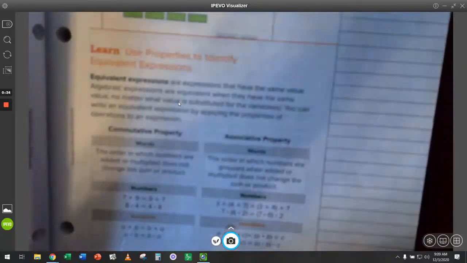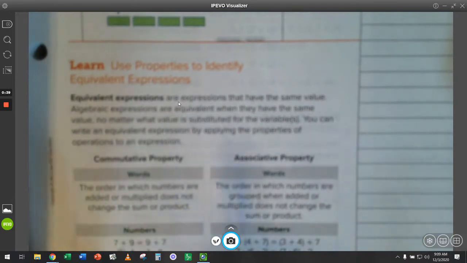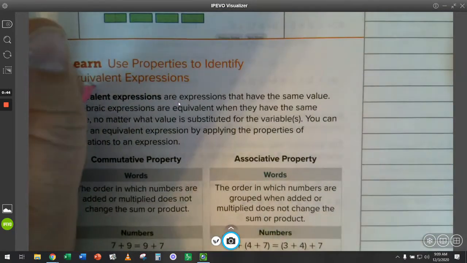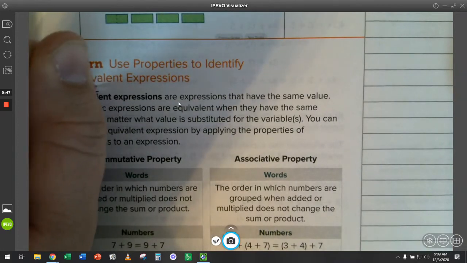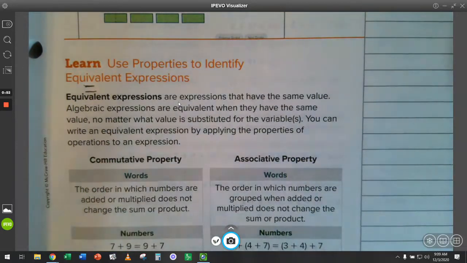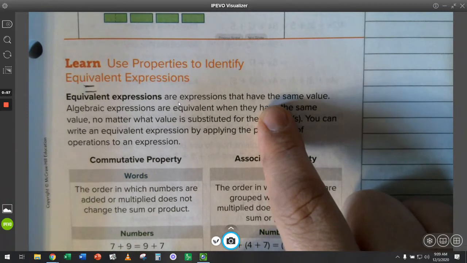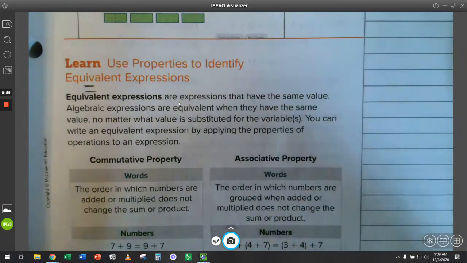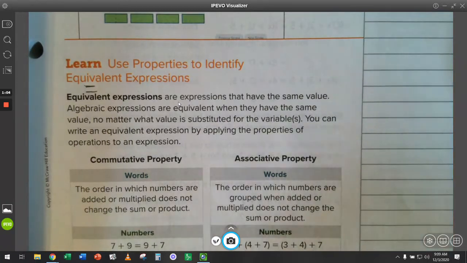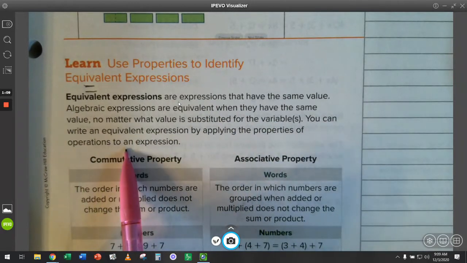All right, so the first thing we're going to do is use properties to identify equivalent expressions. When we've talked about equivalent before, equivalent means equal, right? So we're finding things that are equal, and these will actually be expressions that are equal. They have the same value. Algebraic expressions are equivalent when they have the same value no matter what value is substituted for the variables. You can write an equivalent expression by applying the properties of operations to an expression.